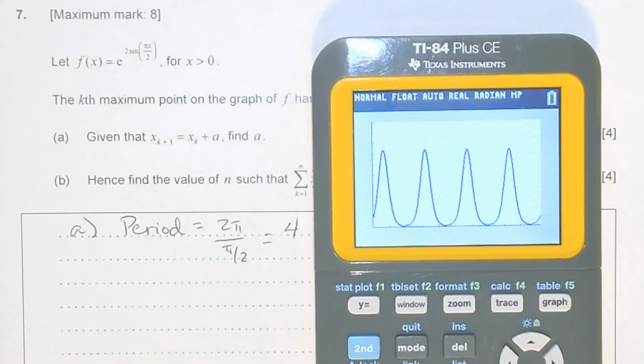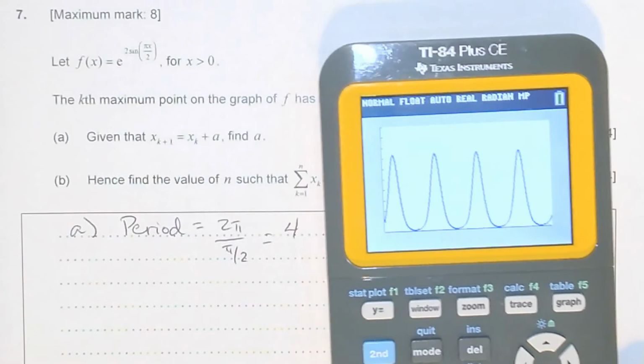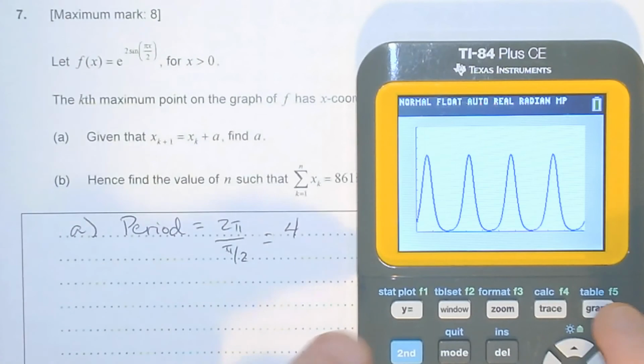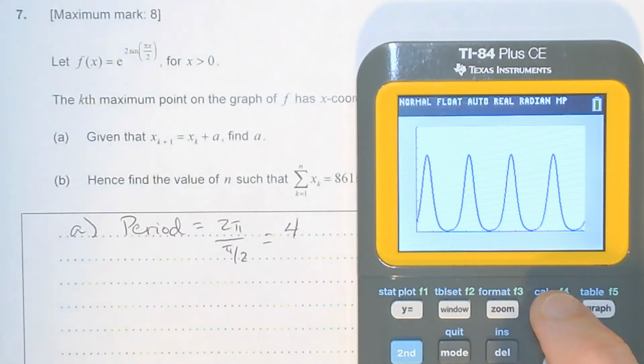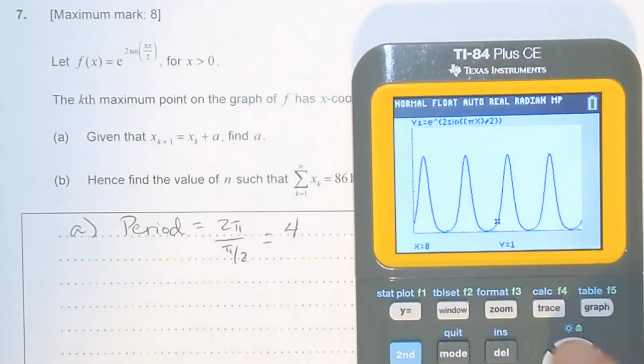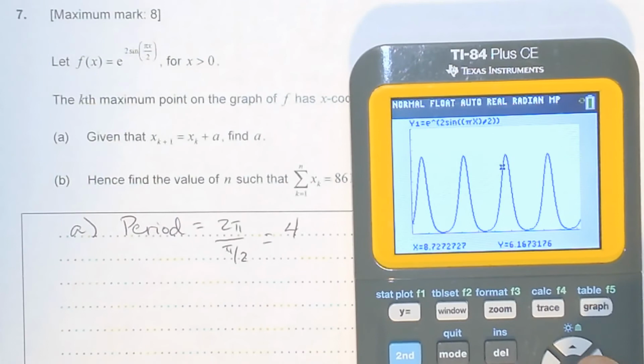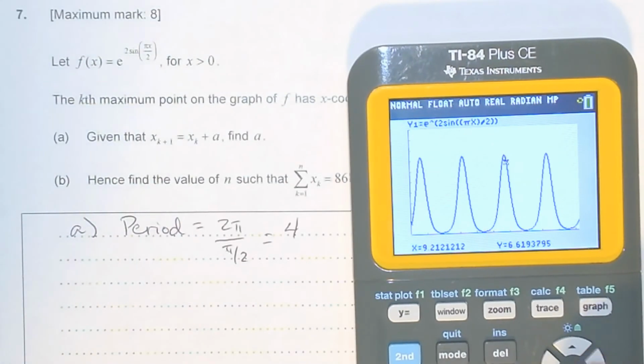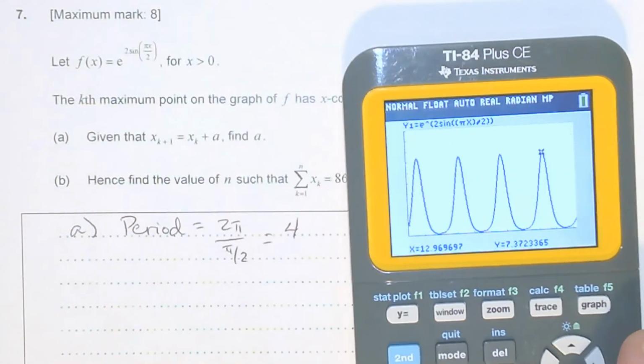Now, I'd like to check that just to make sure it is correct, so let's go ahead and check it. I think that I'll just hit trace. So let's get over here. I'm about at the peak. That's somewhere close to 9. And so if I go to the next peak, I should be somewhere close to 13. And so as long as I'm close, yep, that's pretty doggone close. So I'm going to be happy with my answer of 4.